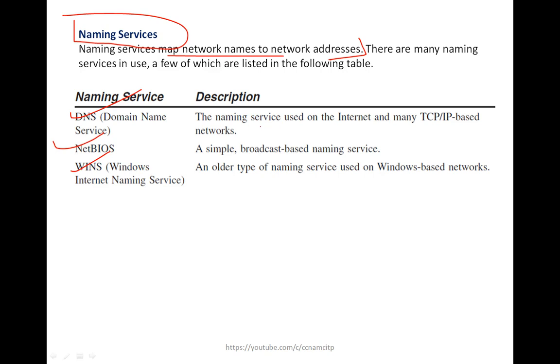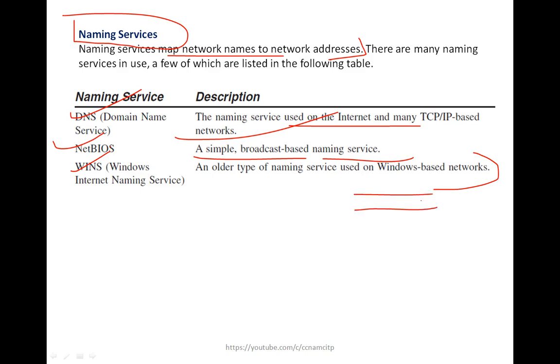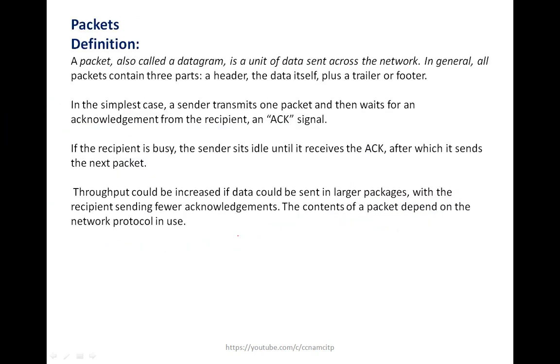If we talk about DNS, it is the naming service used on the internet and many TCP/IP based networks. If we talk about NetBIOS, then it is a simple broadcast based naming service. And if we talk about WINS, it is an older type of naming service used in Windows based networks. So it was developed earlier. There were certain challenges to use this one, so they developed DNS to avoid or eliminate WINS.